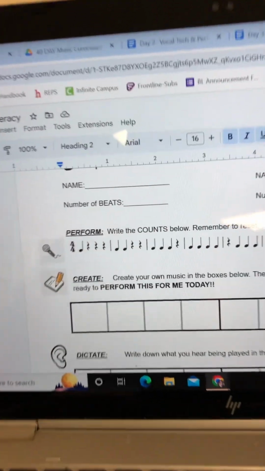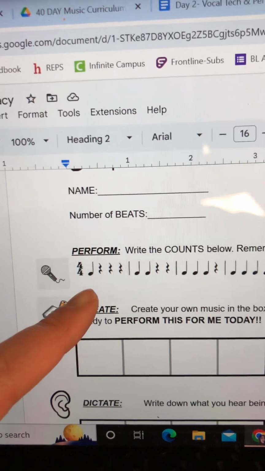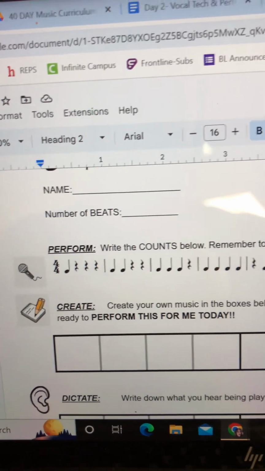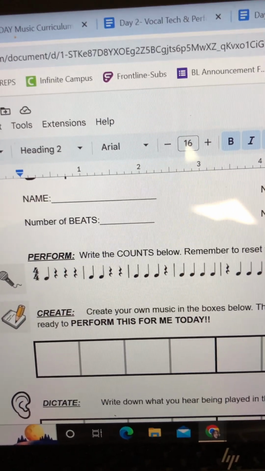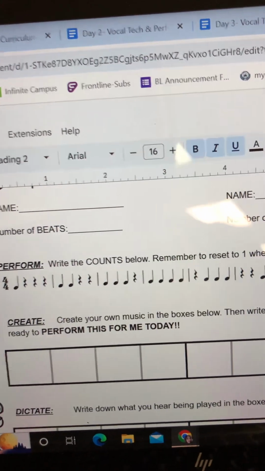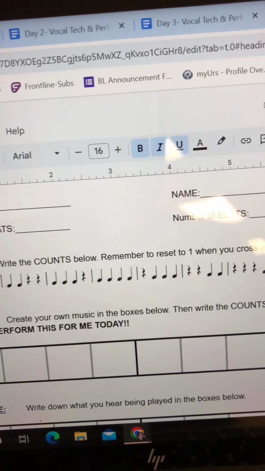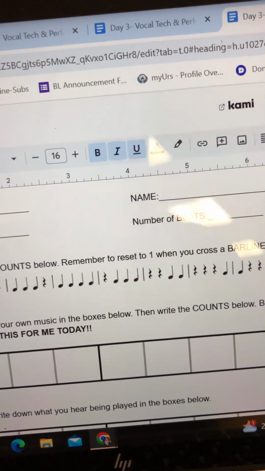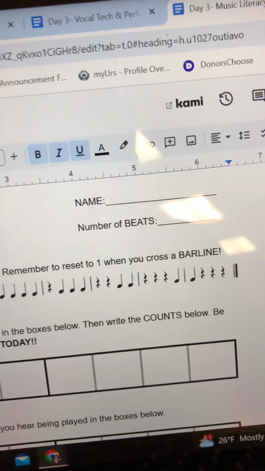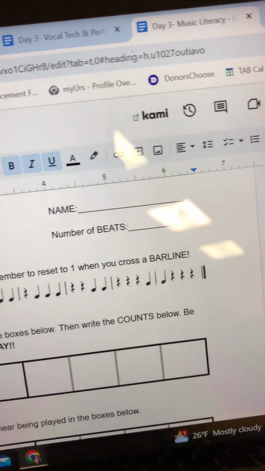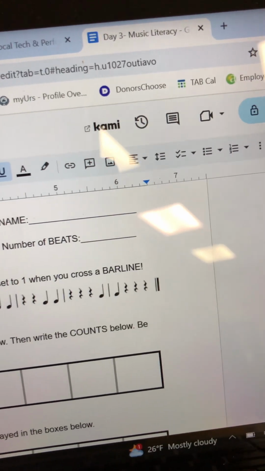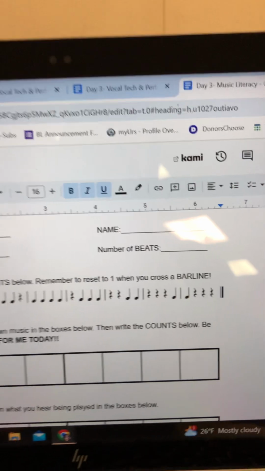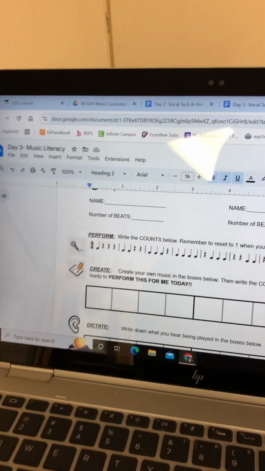Okay, are you ready for this? Here we go. Ready? 1, 2, here we go. And 1, 1, 2, 1, 2, 3, 1, 2, 3, 4, 2, 3, 4, 3, 4, 4. How'd you do? Rate yourself. 1 to 5. 5 was perfect. 1's like, not so much.